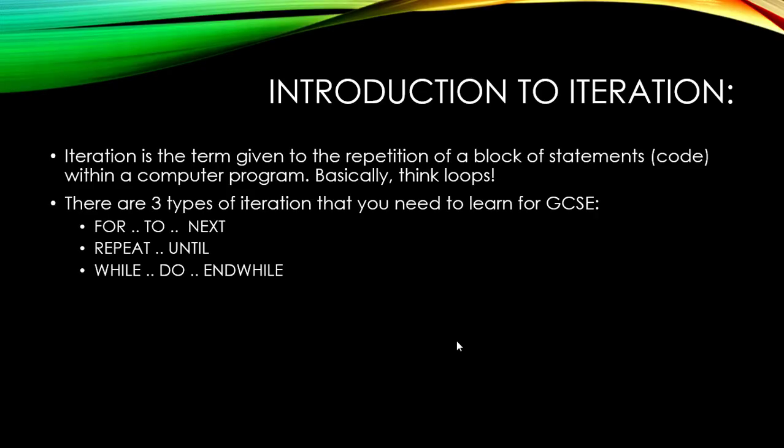So as such, iteration, also known as loop, and we can also call it repetition, is a term given to the repetition of a block of statements, like we have seen output 1, output 2, output 3. Within a computer program, we are repeatedly doing something, therefore you can think of it as loops, and this particular construct of repeating a block of statements is known as iteration. There are three types of iteration that you need to know: the for to next, repeat until, and while do. And we're going to study them in the upcoming lessons.